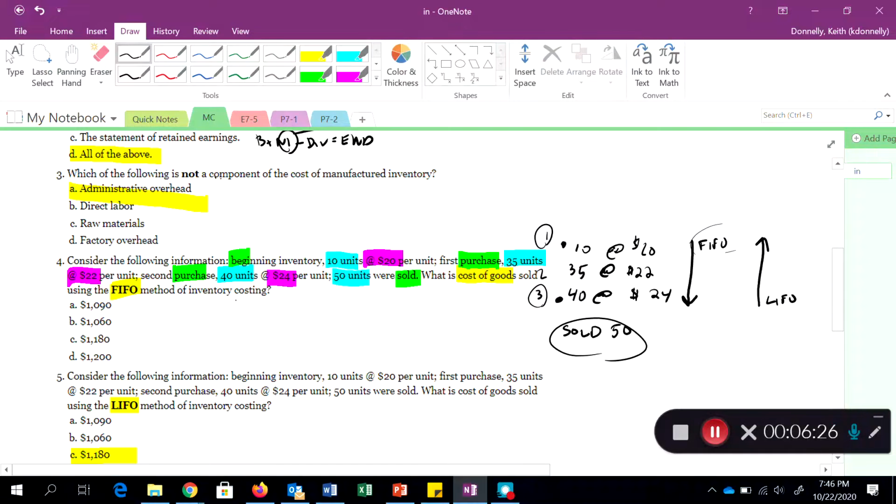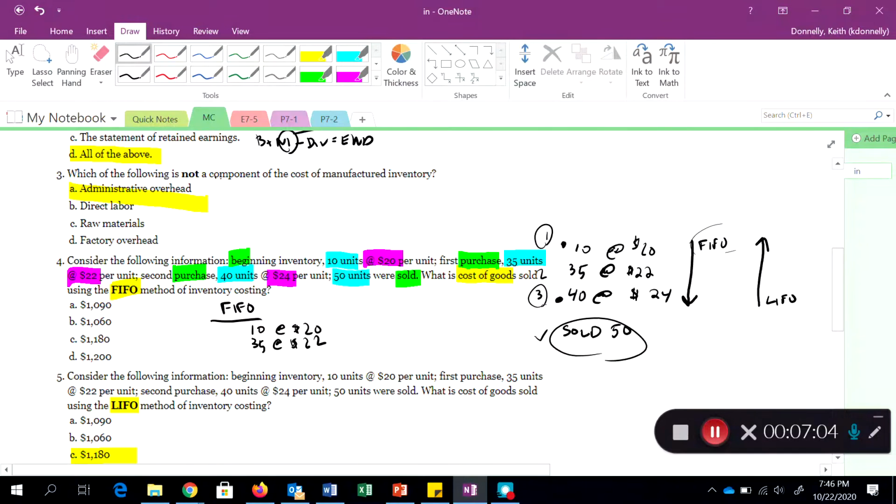So for FIFO, our first in, our first out, we have to get rid of 50 units here. So we have to cross off 50, take them out. We're going to take 10 units from the first batch. Looks like those cost us $20. This is all taken care of. Then we're going to take all 35 from the second batch. Those cost us $22 a unit.